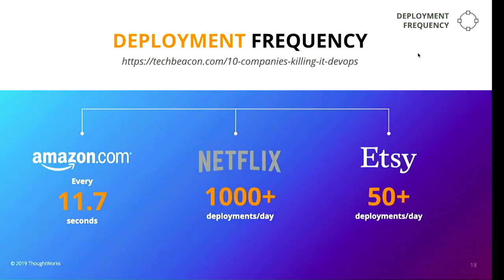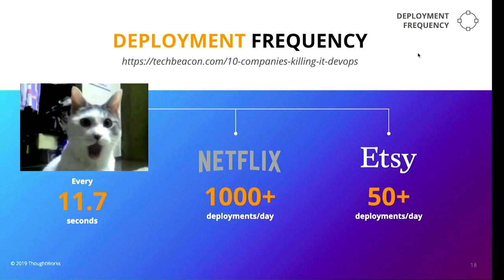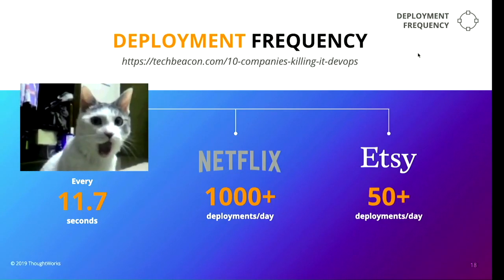Okay. So in terms of deployment frequency, Amazon releases about every 11.7 seconds. Netflix, more than 1,000 times a day. Etsy, 50 deployments per day. And if you're like me and Andre, when we saw these numbers, you're like, what? Ever since we started, Amazon has probably done like 50 releases.